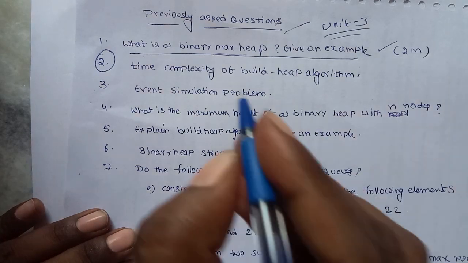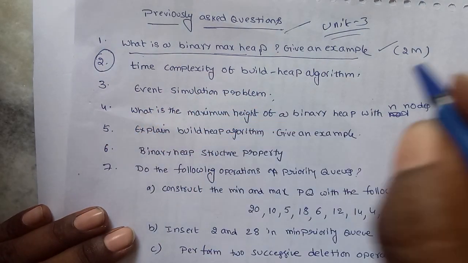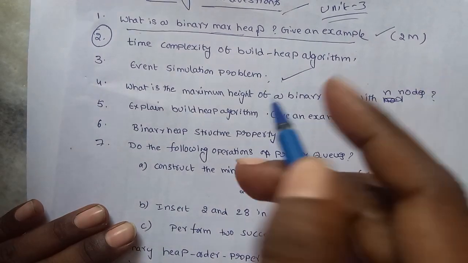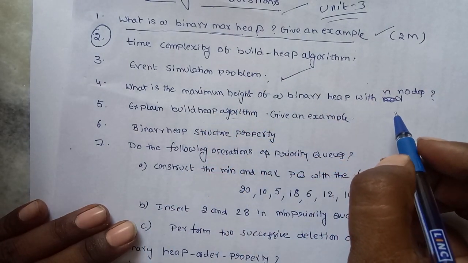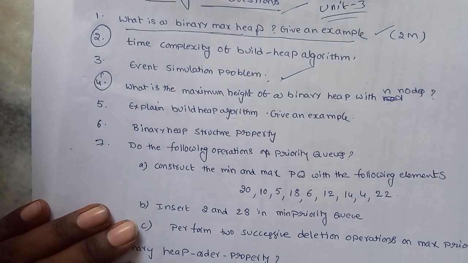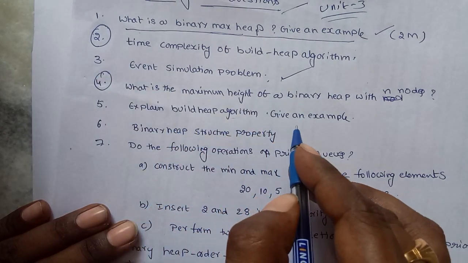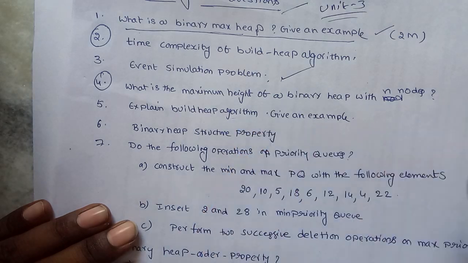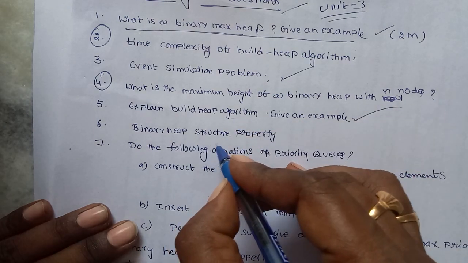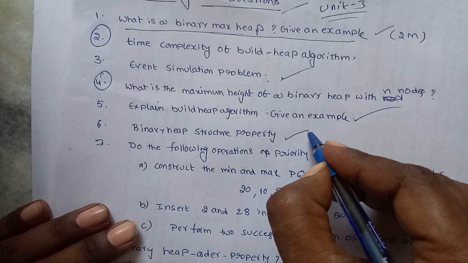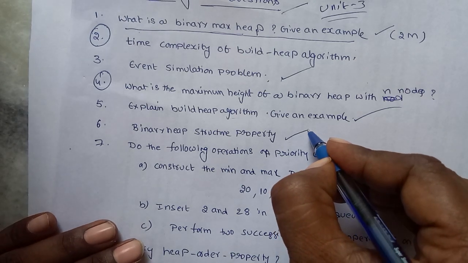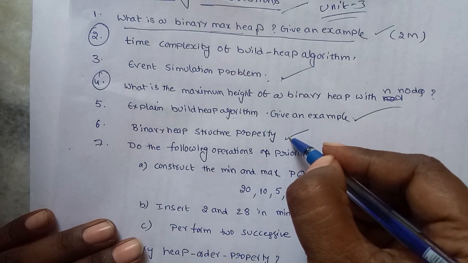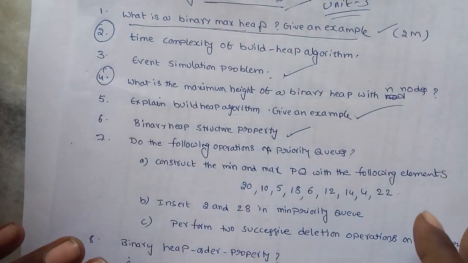We will discuss event simulation problem. This is one of the priority queue applications. This is also completed. What is the maximum height of a binary heap with n nodes? So we will discuss. And explain build heap algorithm. Give an example. So we already wrote the algorithm of build heap with an example. And binary heap structure property. So binary heap has two properties, structure property and order property. Write in detail about structure property, that is including complete binary tree.